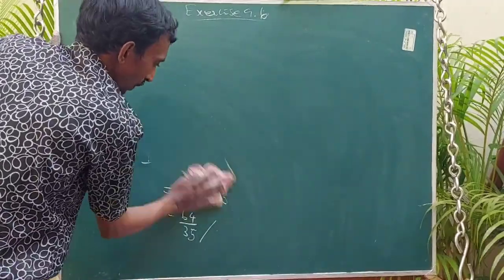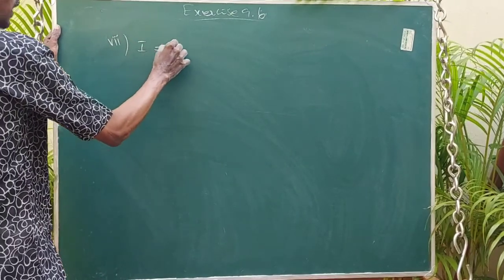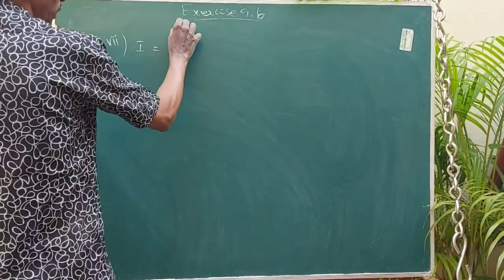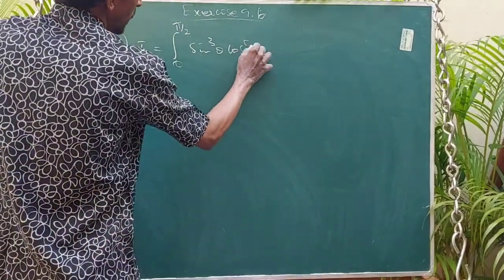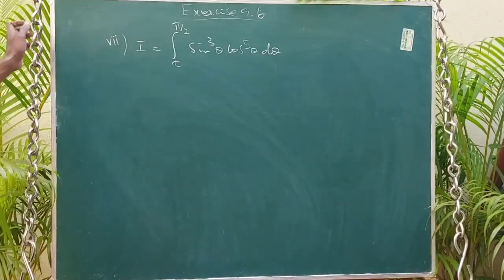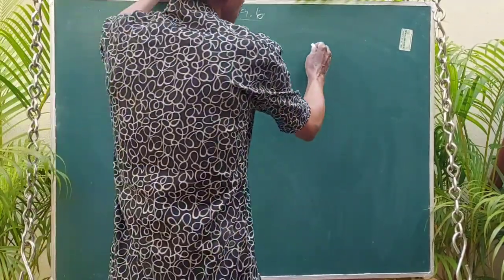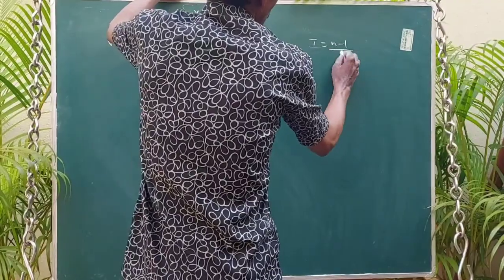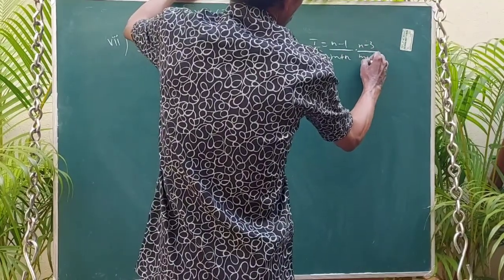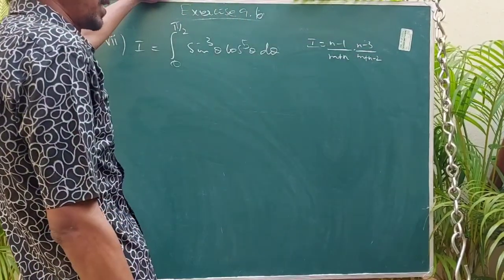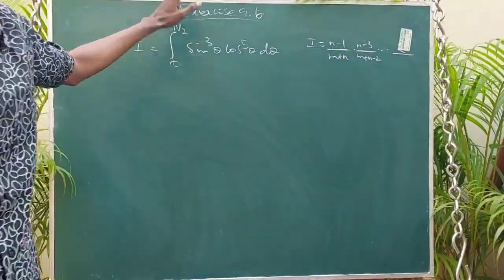Subdivision 7. The question is I equal to integral 0 to 90 sin cube theta cos power 5 theta d theta. Already told you, n may be even or odd, we need to apply the first step, which is the same, n minus 1 by m plus n, and reduce both the numerator and denominator by 2. So n minus 3 by m plus n minus 2 and n minus 5 by m plus n minus 4, etc. That alone you need to remember.